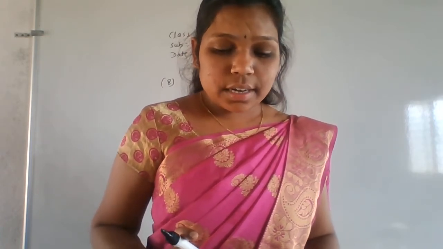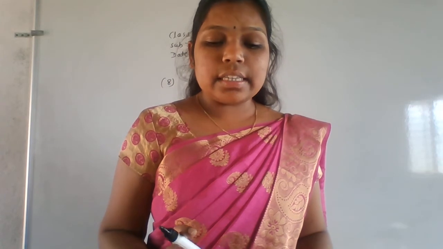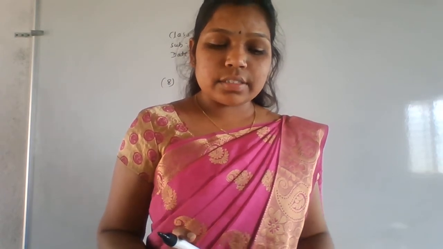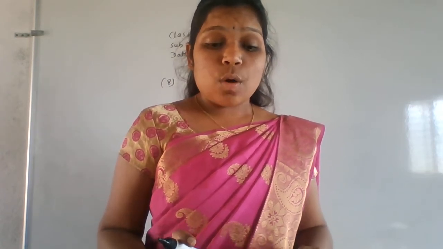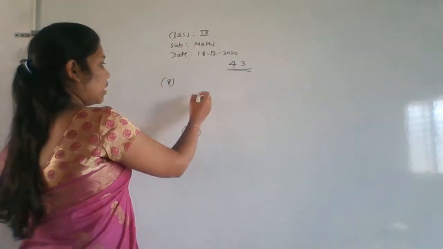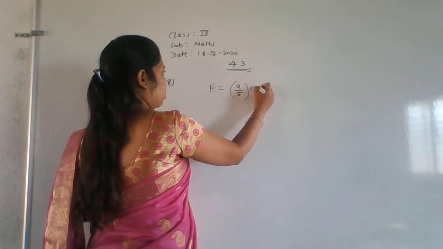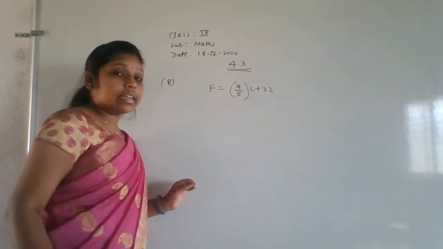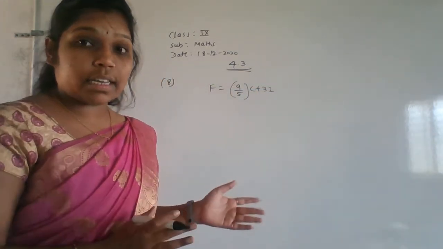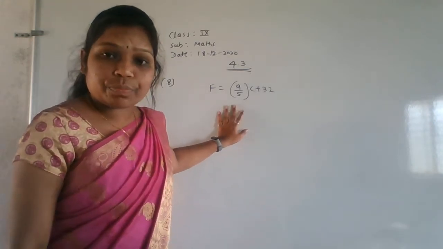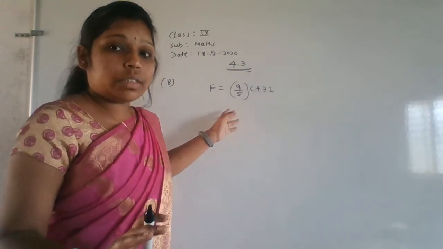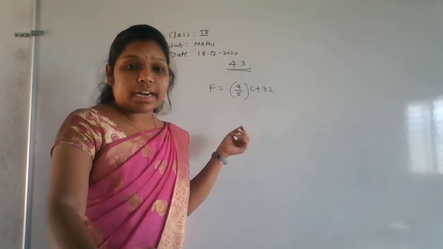Here they have given a linear equation that converts Fahrenheit into Celsius. What is the linear equation? That is nothing but F is equal to 9 by 5 C plus 32. This is the conversion of Celsius to Fahrenheit and Fahrenheit to Celsius. You used this formula in science subject, right? So that is the only linear equation we are taking here.